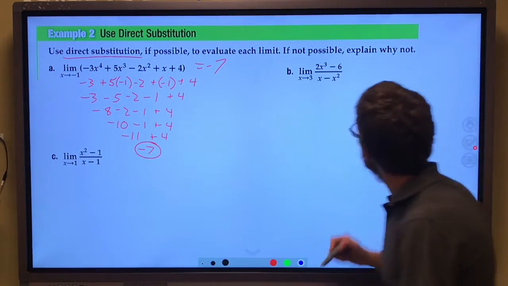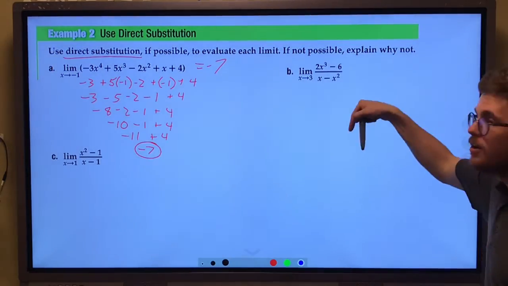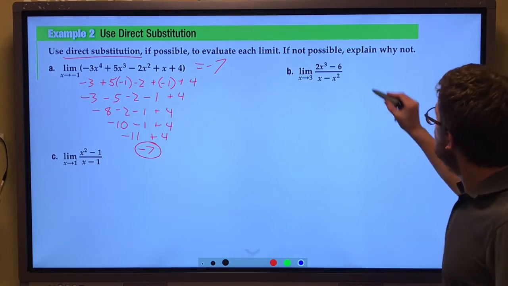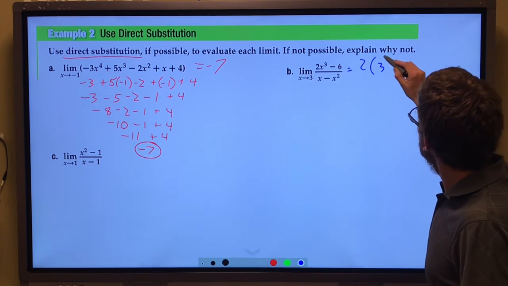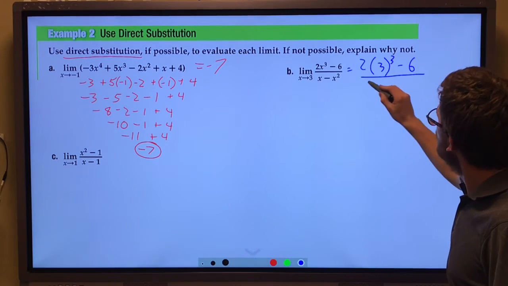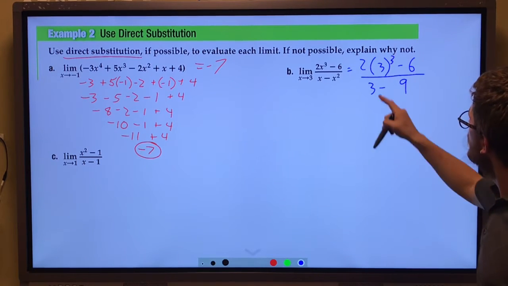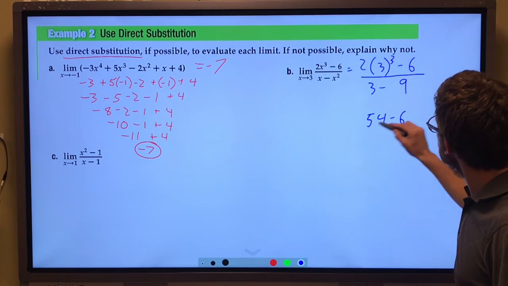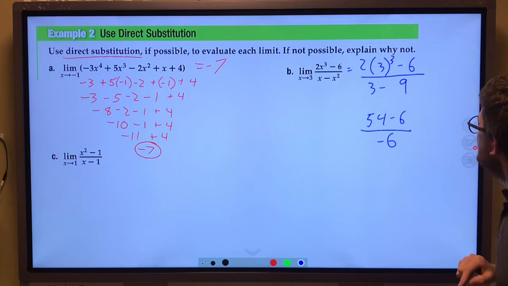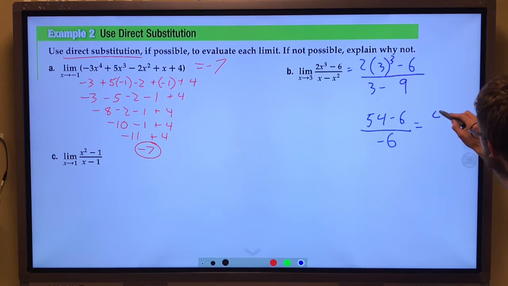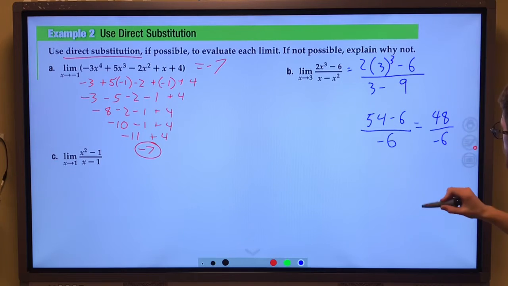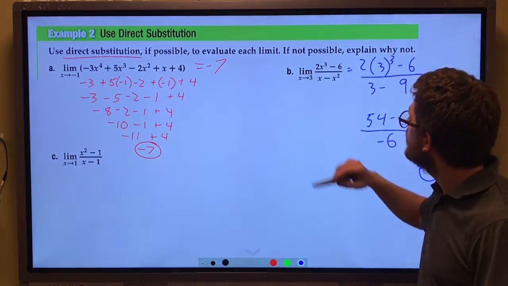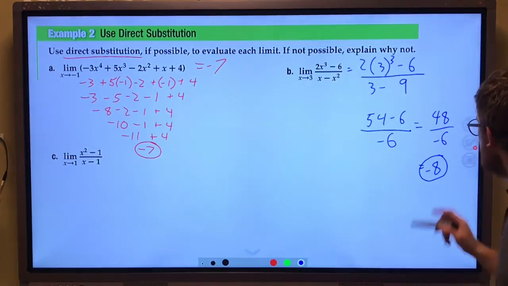Over here, let's take a look at this one. This is a rational function, so as long as our denominator does not equal 0, then we can just use direct substitution to evaluate. So this would be 2 times 3 cubed minus 6 all over 3 minus 9. Well, 2 times 27 is 54. 3 minus 9 is a -6. This gives us 48 over -6. So this comes out to be a -8. The limit as x approaches 3 for this function is a -8.